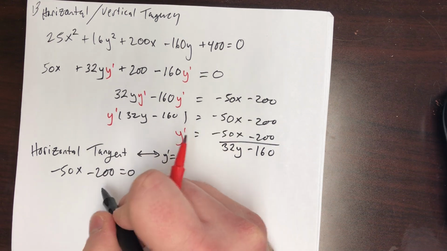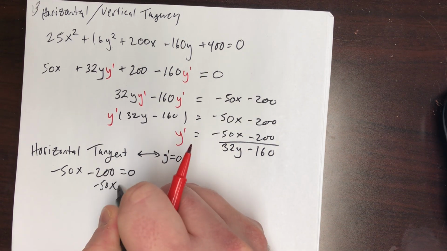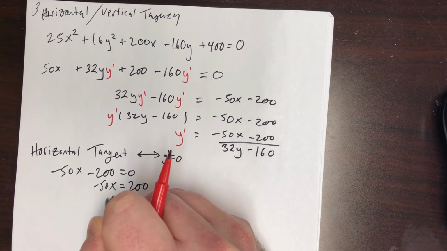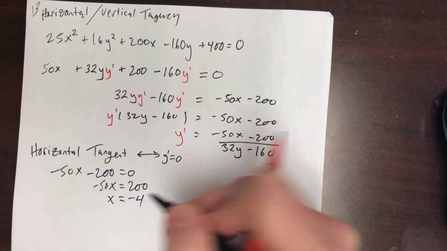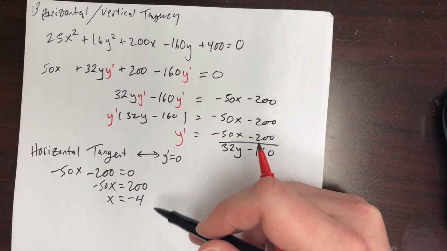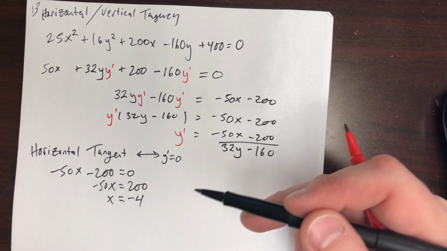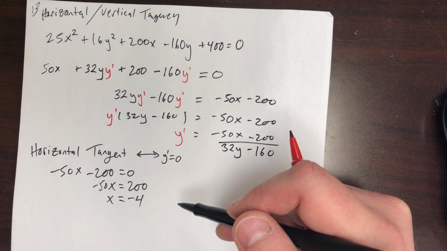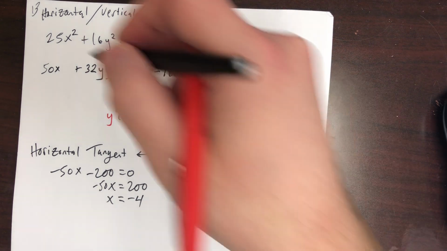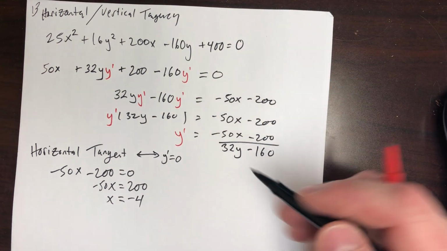So if I make the top 0, solve it. I'll add a 200 to both sides. Divide by negative 50, what, negative 4? All right, cool, so we got x is equal to negative 4. Now when x is negative 4, what's y? I don't know. We'll go back to the original then and plug it in and find out.